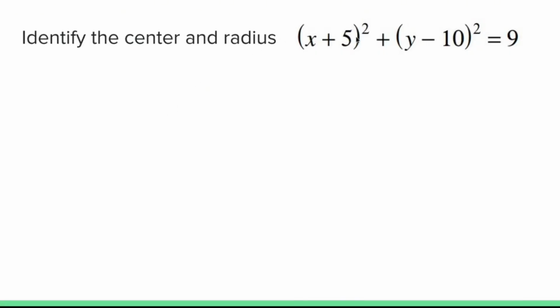Identify the center and the radius of this circle. Well, this is the formula of a circle whose center is not 0, 0. And so we compare that to (x minus h) squared plus (y minus k) squared equals r squared. Okay, the h and the k are going to be our center.